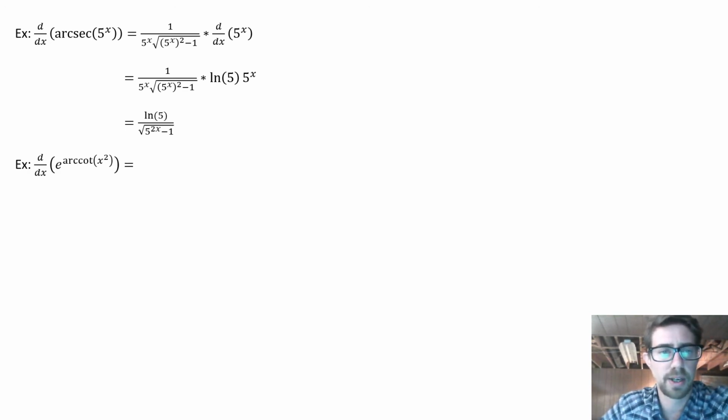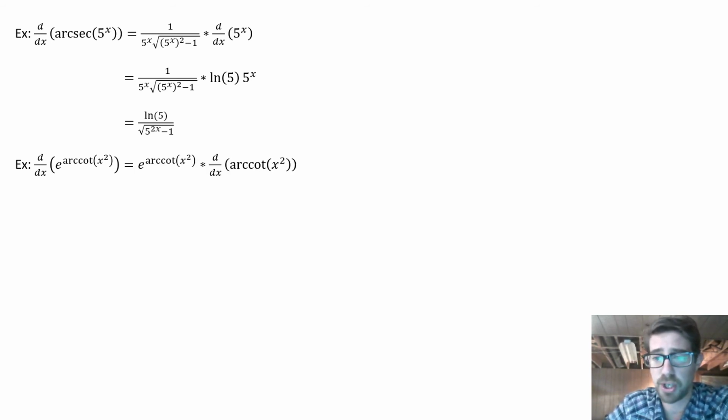Okay, a little uglier. We've got e to a function. We got e to the arc cotangent of x squared. So actually 3 nested functions here, which means we have to apply the chain rule twice. So first you deal with the e to the, and it looks weird, but the derivative of e to the whatever is e to the whatever. So your first step in the chain rule, that first differentiation, nothing happens because exponentiation is its own derivative. So then you just move inside and start doing the stuff in the exponent.